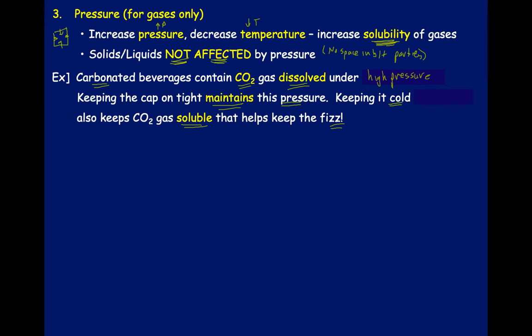So it's important. A great way to remember this high pressure, low temperature thing is to think about when soda tastes best, right? Carbonated beverages are best when you keep the cap on them, and you also keep them cold. Cold meaning low T, right? Temp. All right, so it's important to know.